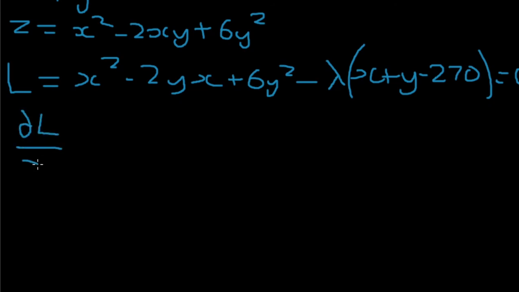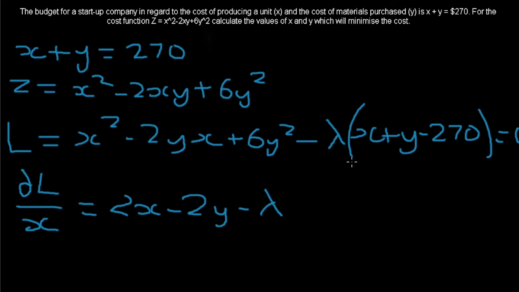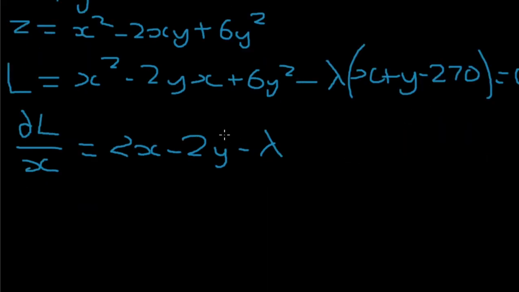Partial derivative of L in regards to x is just going to be 2x minus 2y minus lambda. So we keep lambda in here because if we think about this, lambda is just a constant multiplied by x plus y minus 270, which could be anything, could be like a, and so we just leave the constant there.